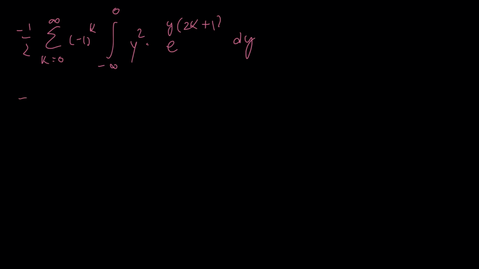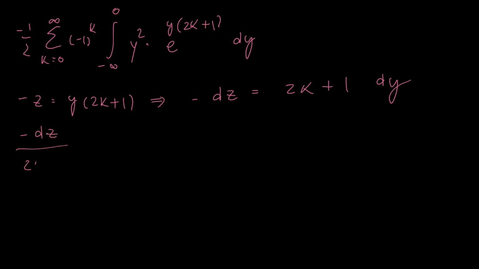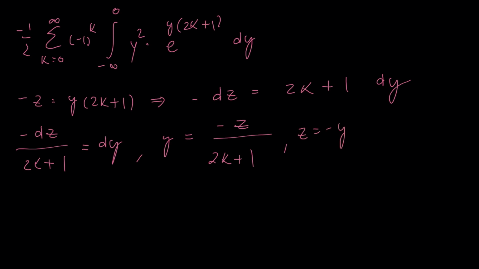So we're going to let negative z equal y times 2k plus 1. So that means that negative dz is 2k plus 1 dy. So that means that negative dz divided by 2k plus 1 is equal to dy. Solving for y, we're going to have y is negative z divided by 2k plus 1, and z is negative y times 2k plus 1. So the bounds are going to be z1 is positive infinity and z2 is equal to 0.